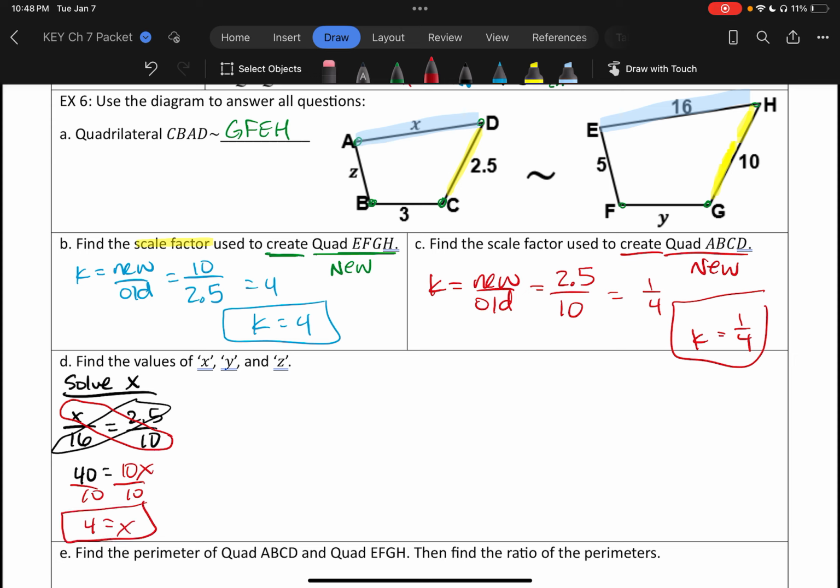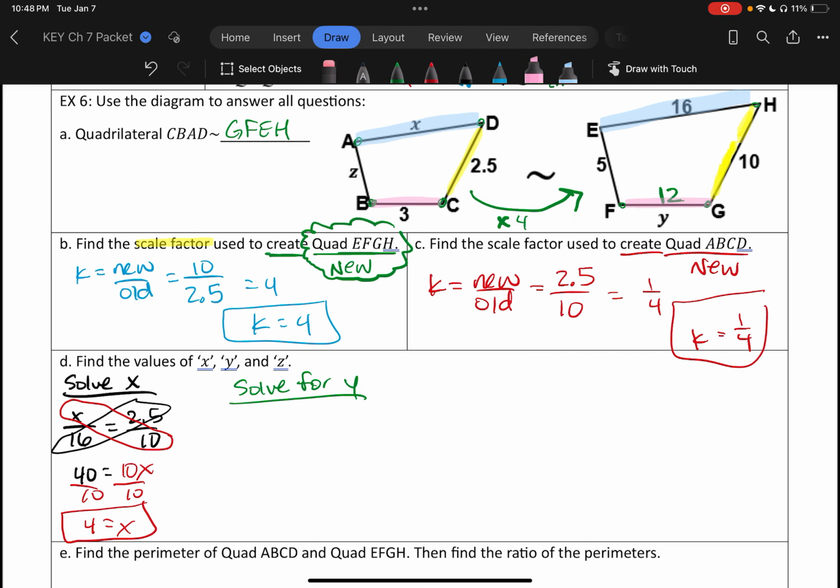If I want to find y, you can do the same thing. To solve for y, you can set up your ratios, or you can use the scale factor to your advantage. My scale factor, if I want to create quadrilateral EFGH, tells me the change in dimensions. So we're multiplying the sides by 4. Well, what's 3 times 4? 3 times 4 is 12. So this should be 12. And I'm going to prove it to you by solving it the same way we just did earlier.